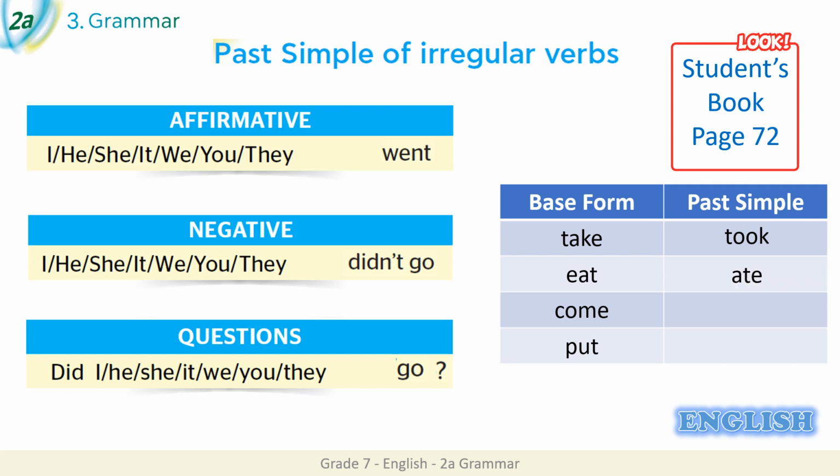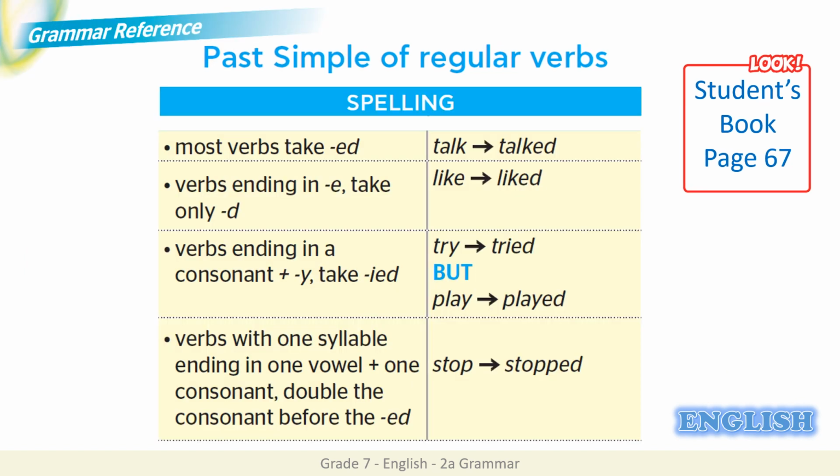How about the verb come? That's correct. The past simple form is came. How about the verb put? That's perfect. The past simple form of put is the same. It is put. You can refer to the grammar reference in the student book, page 67, for the spelling cases of regular verbs.